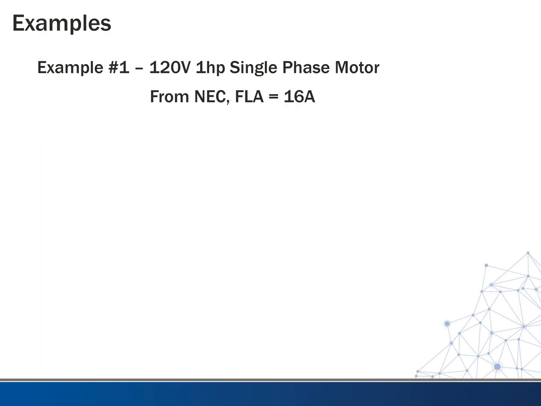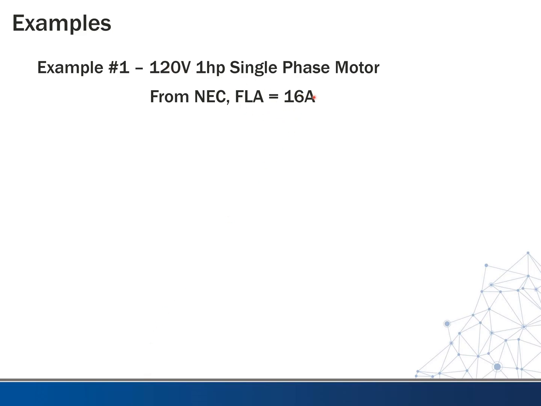So let's look at some examples. For the first example, we're going to look at 120 volt, 1 horsepower, single phase motor. So that means we'll be running 1 phase conductor to this and a neutral. So from the National Electrical Code, and we'll learn how to do this later, but for now we see that we would expect this motor to draw 16 amps under full load.